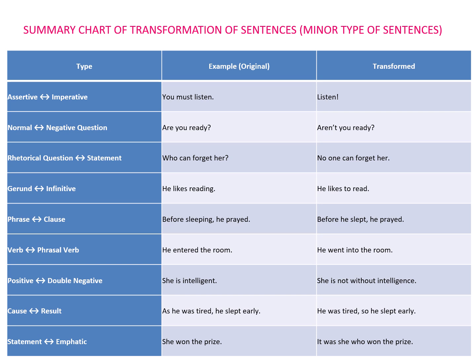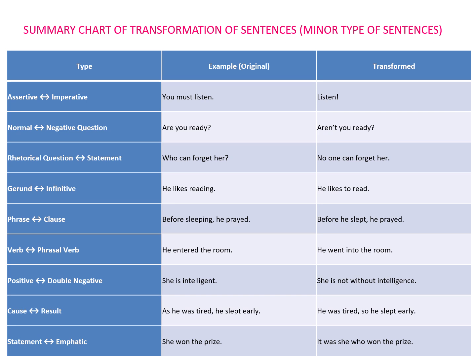He likes to read. Phrase to clause: before sleeping, he prayed. Before he slept, he prayed. Verb to phrasal verb: he entered the room. He went into the room. Positive to double negative: she is intelligent. She is not without intelligence.